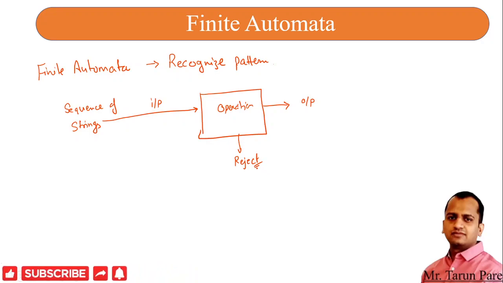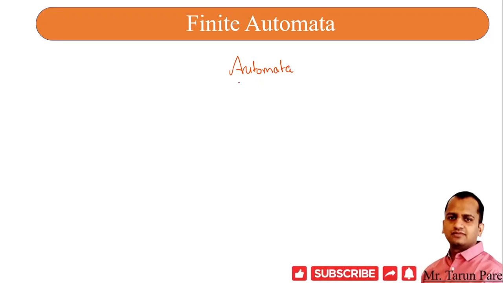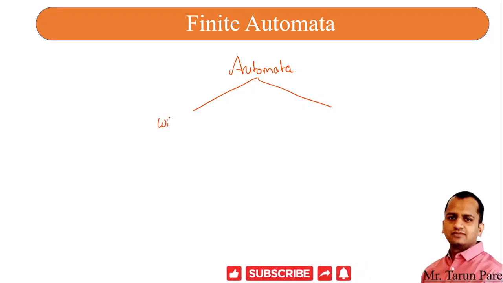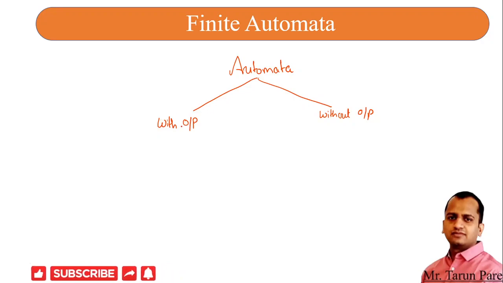Then what are the different types of automata? So automata are of two types. One is automata with output, and the other is automata designed without output. Okay, so the automata with output is also categorized in two forms.